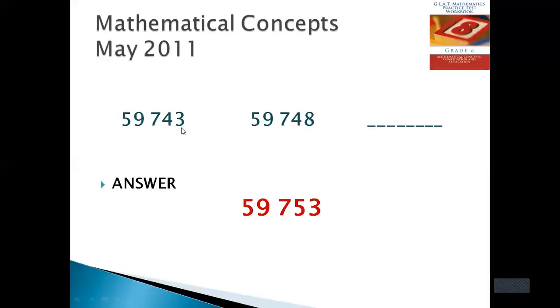If our numbers are increasing by 5, if I add 5 to the first number, I get the second number. And if I add 5 to the middle number, then I get my answer, which is 59,753. So this is a mathematical sequence, and you have to watch out for them. Addition sequences tend to add in certain increments or smaller numbers.